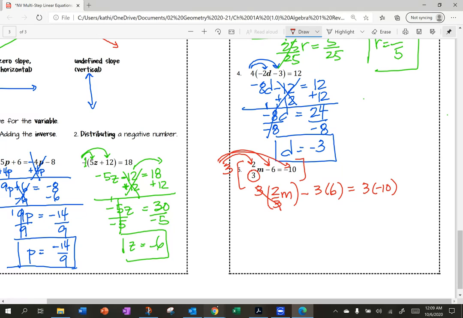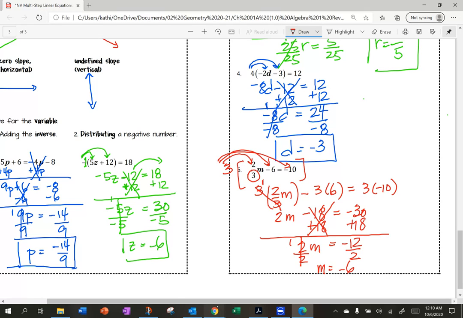So 3 divided by 3 is 1. So what I'm left with is 2m minus 18 equals negative 30. I'm going to add the inverse. So plus 18 is total 0. So 2m equals negative 12. I'm going to divide by the coefficient next to the variable. So I'm going to divide both sides by 2. 2 divided by 2 is 1. So I get m equals negative 6.